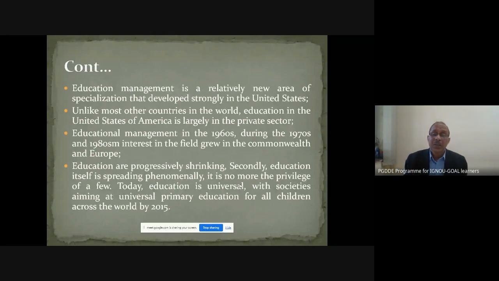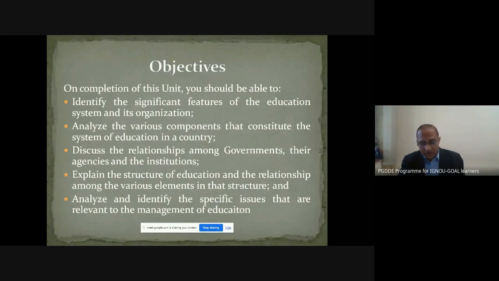So education is a universal aim, aiming at universal primary education. You know that universal primary education was to be achieved across the world by 2015, but it did not happen. That has been extended, and the international organizations concerned with primary education are giving different dates.